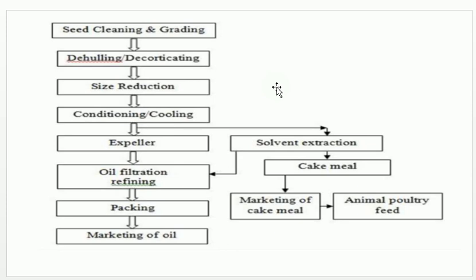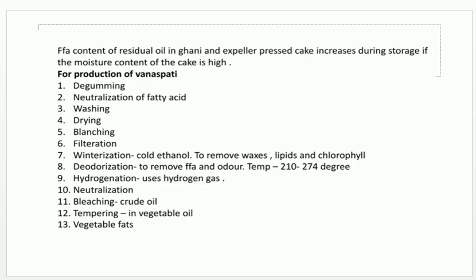In case of solvent extraction, we get cake meal, which is marketed for further use, generally for animal and poultry feeding purposes. After passing the expeller, oil filtration and refining operations are done. After that, packaging of the oil, and after that, marketing of oil. This is the flowchart of the oil extraction process.